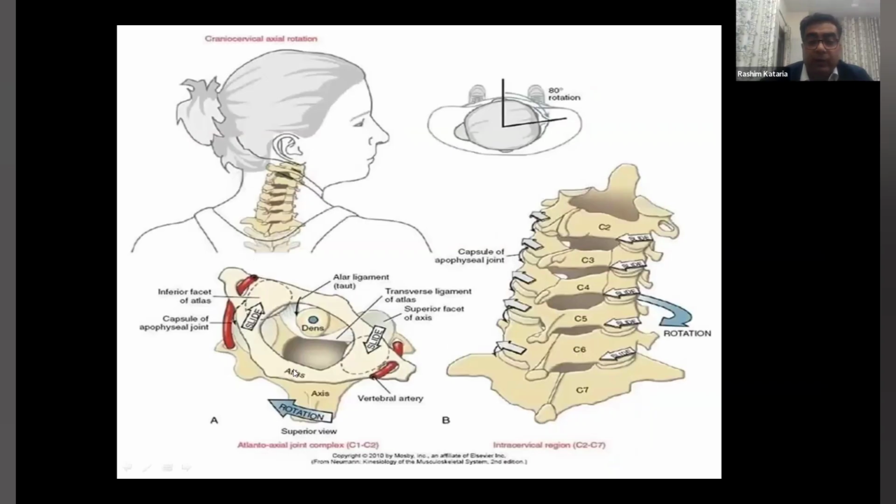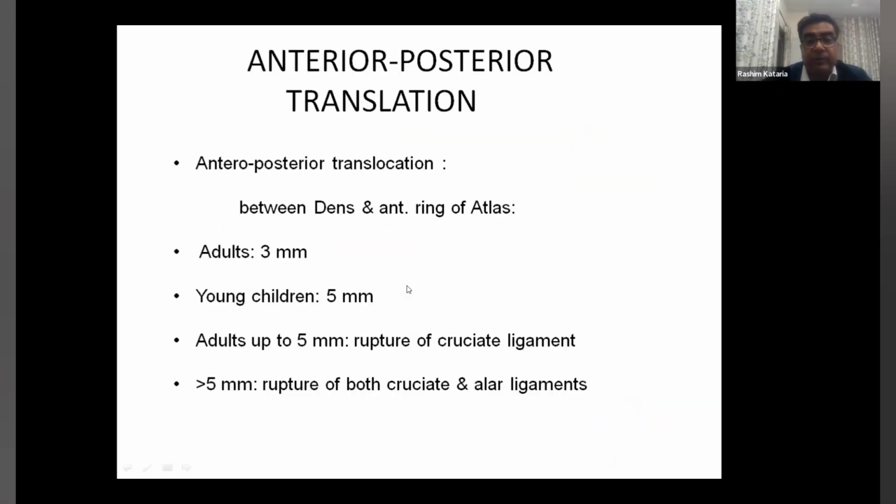So this is how the ipsilateral vertebral artery is affected at a bigger range of rotation, and the contralateral vertebral artery is affected at an even relatively smaller range of rotation. So the anterior posterior translocation between the dens and the anterior ring of atlas, in adults, is up to 3 mm. In young children less than 8 years of age, it is 5 mm.